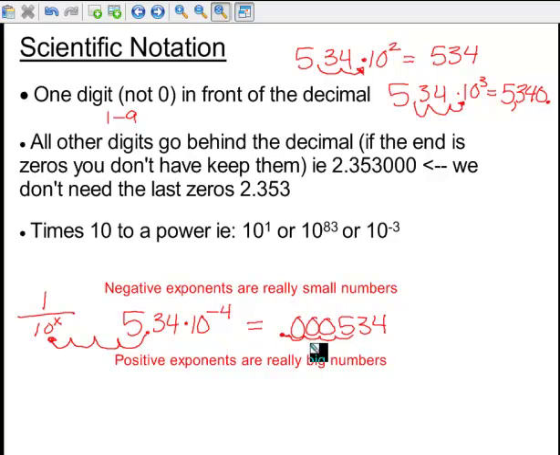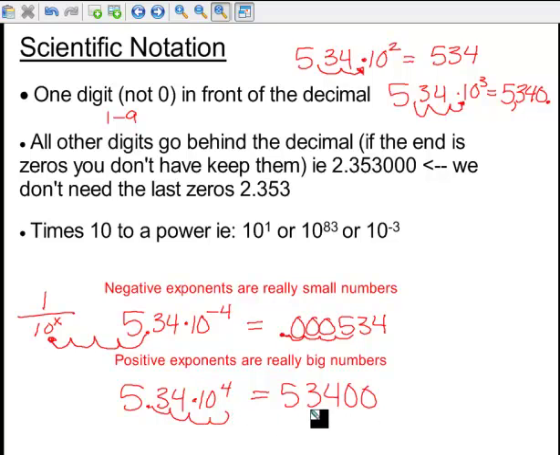All right, and you can see that's a shift of 1, 2, 3, 4 decimal moves to the left. Really small number there. Positive exponents make the number really big. So if we take the same number, 5.34 times 10 to the positive 4th, then we're going to have 5, 3, 4, 0, 0. All right, 1, 2, 3, 4. I had to add on 2 zeros. That's 53,400, a much bigger number here. All right, so that's a little bit about scientific notation.